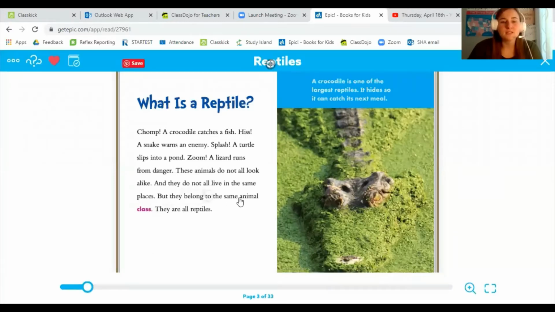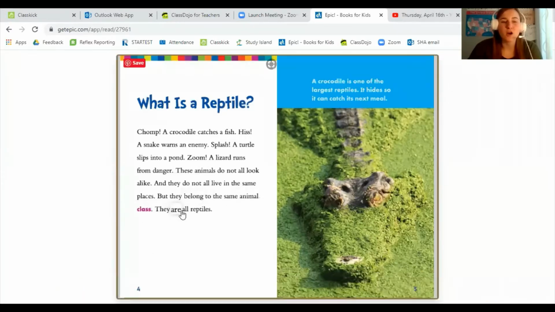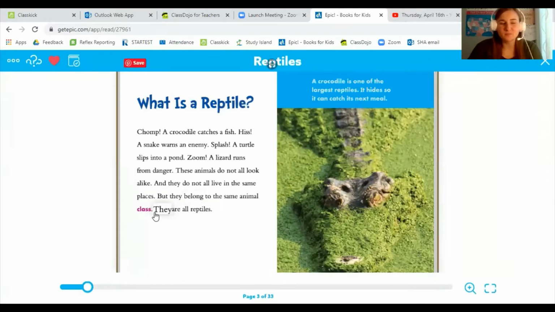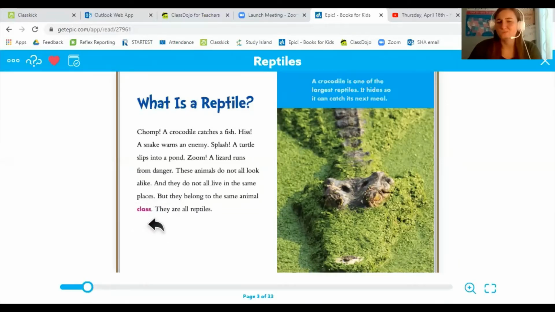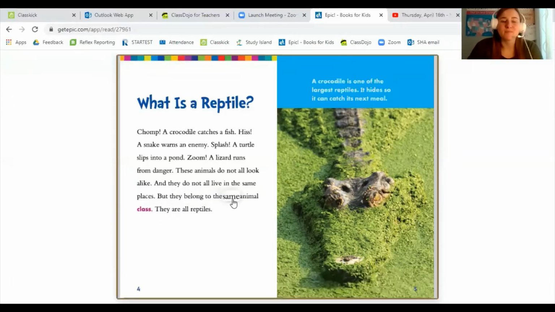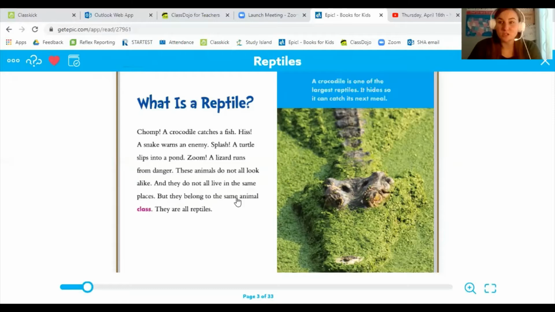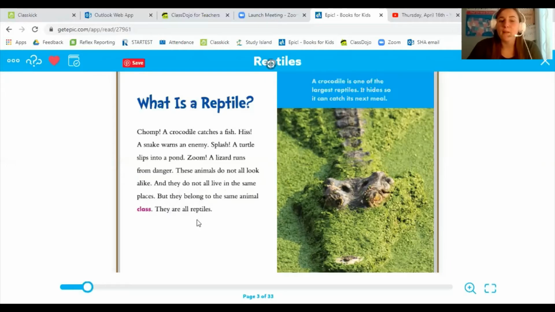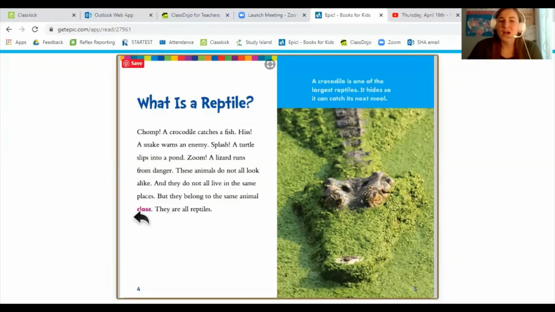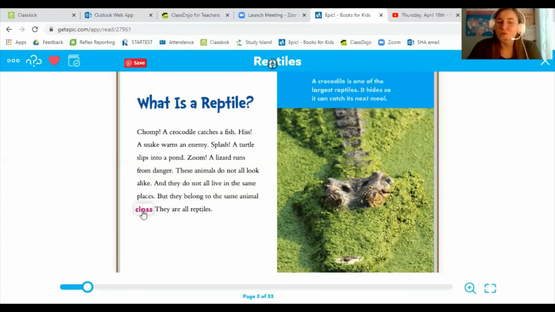But they all belong to the same animal class. They are all reptiles. So I'm trying to figure out what the word class means here. Is this like our class at school? No, not really. But they belong to the same. So I think that this word same is a clue that class might mean the same. They are all reptiles. Well, I know that reptile is a group. So I can infer that the word class here means same group.